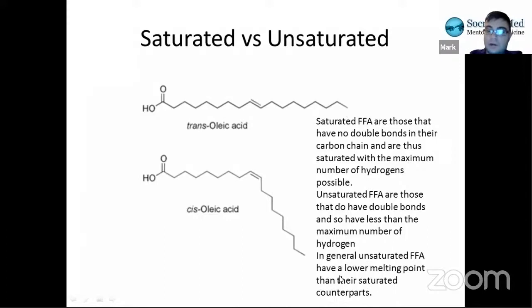Another important fact that you should probably know is that in general, unsaturated free fatty acids have a lower melting point than their saturated counterparts. Again, a big aspect of melting point is the size. Of course, if you have a longer chain, it'll have a different melting point than something that has a shorter chain. But in general, if you have the same length of the chain and a saturated versus an unsaturated, the unsaturated will have a lower melting point, meaning it will become liquid much easier than a saturated.